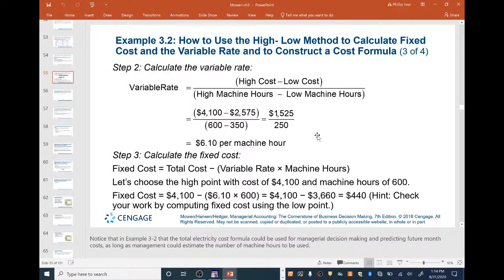Based upon electricity consumption. Now the third step, they want to calculate the fixed costs, okay? Now watch this. Fixed cost equals total cost minus your variable rate times machine hours, okay? So fixed cost is total cost minus variable cost. So let's choose the high point with the cost of 4,100 and machine hours of 600, okay?